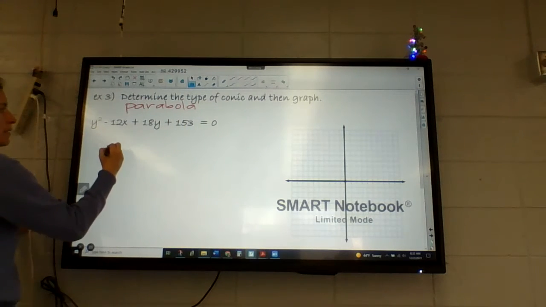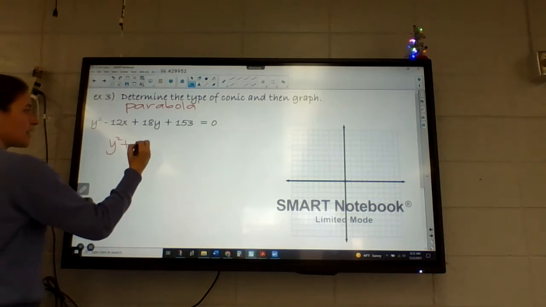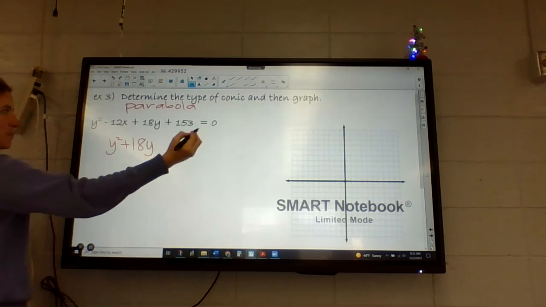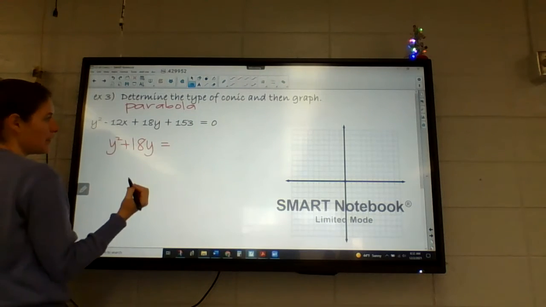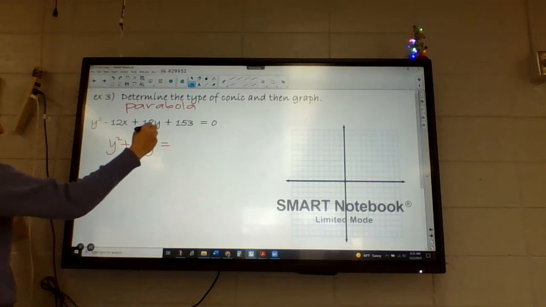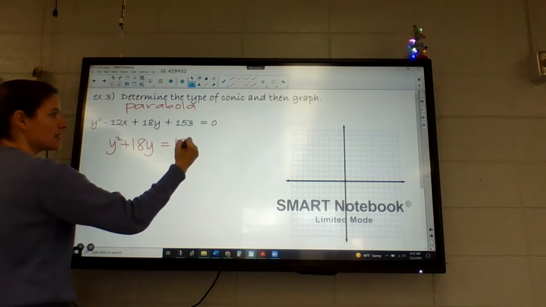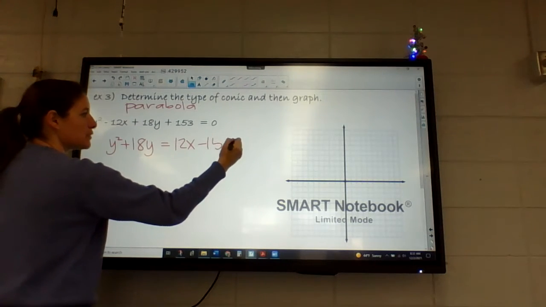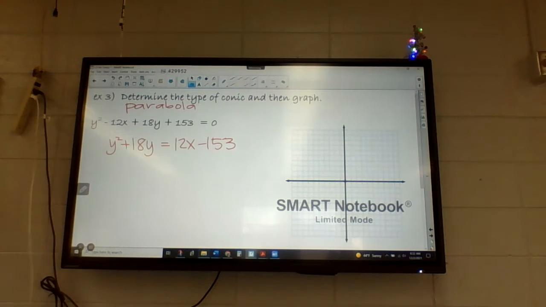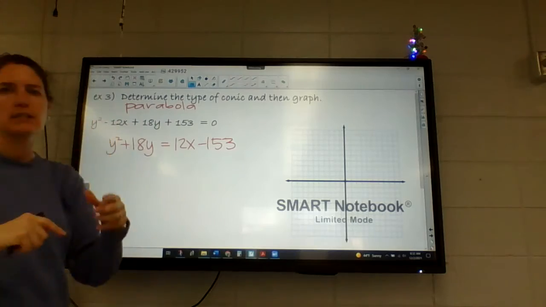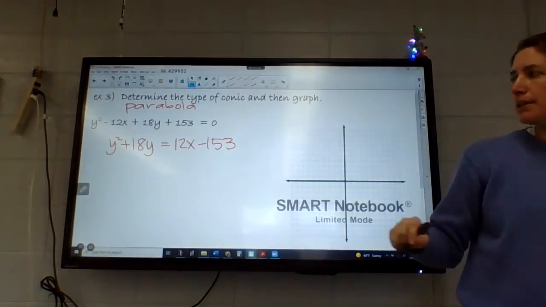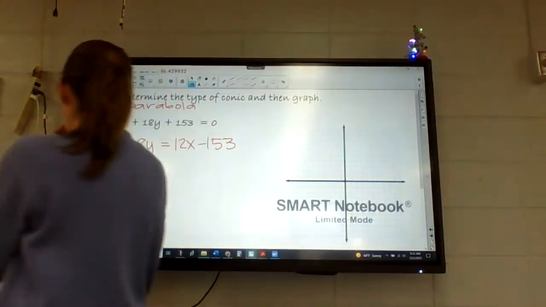Okay, so I'm going to put the y's together on this side, and then I'm going to move both of the other ones to the other side. So I'm going to put the 12x over, so I'm going to add it, and then subtract 153. So this one we do have to complete the square. Everyone okay with how I rewrote that? Move the 12x over, it became positive, the 153 is negative. So I'm going to complete the square with this.